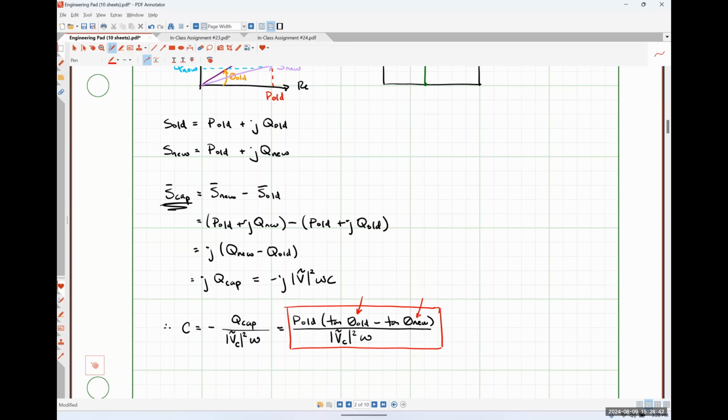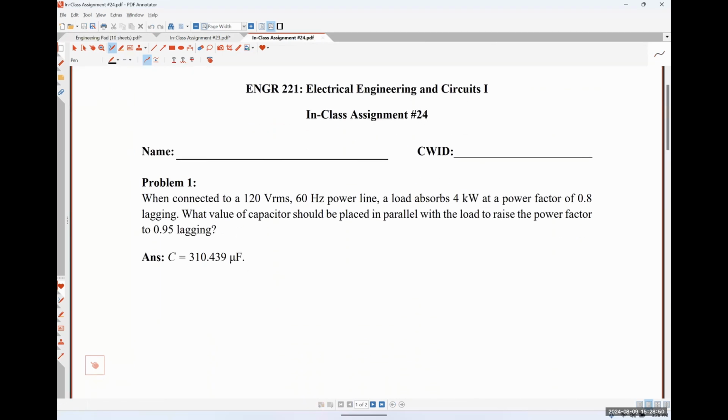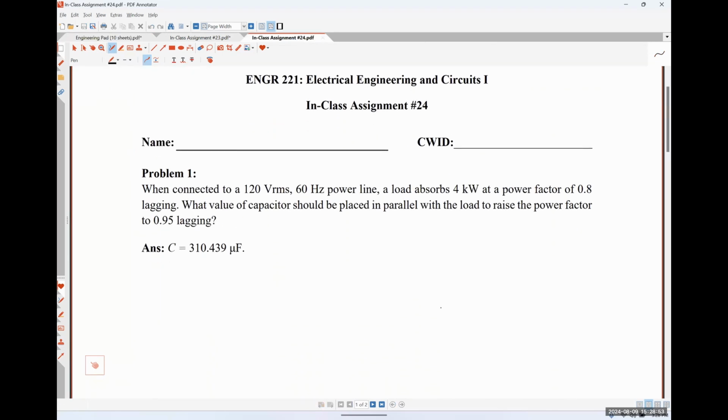So let's put this equation into use by looking at in-class assignment 24, problem 1. Okay. So we are told that when connected to a 120 volt RMS 60 hertz power line, a load absorbs 4 kilowatts at a power factor of 0.8 lagging. And we're trying to find the value of the capacitance to place in parallel with a load in order to increase its power factor to 0.95.